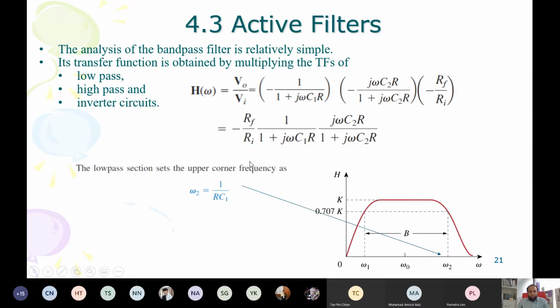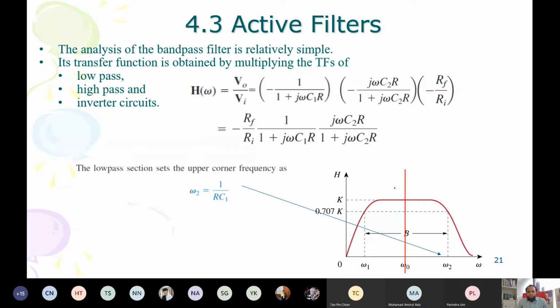And the corner frequency for the low pass section in this case is omega 2. By the way, omega 2 is greater than omega 1, as we can see, but the greater one belongs to the low pass and the smaller one belongs to the high pass. This is like common sense. Just bifurcate this figure, and you will see that this is a high pass section and this is a low pass section.